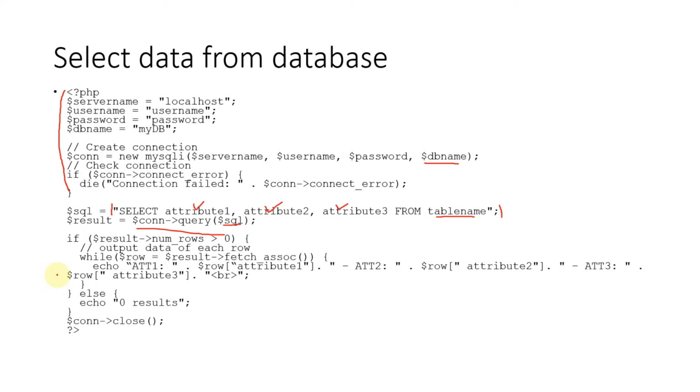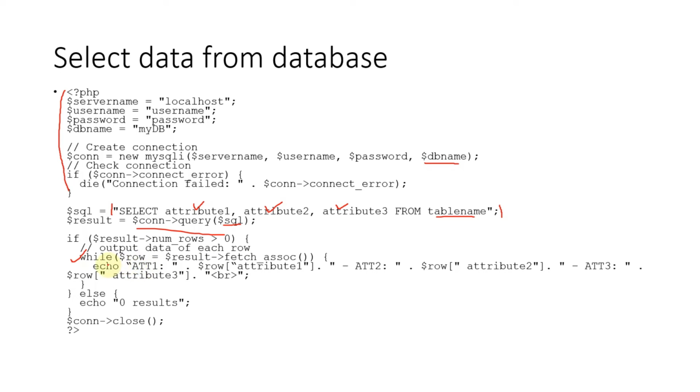After that we must check whether there is something in the result. So if there are more than 0 rows, meaning there are some records, then this while loop will be executed, and if this query returns nothing, then the rows would be 0 and we will get 0 results. Inside the while loop we will get all the rows one by one, and here we will fetch the associative array. Fetch associative array is a function which fetches a result row as an associative array.